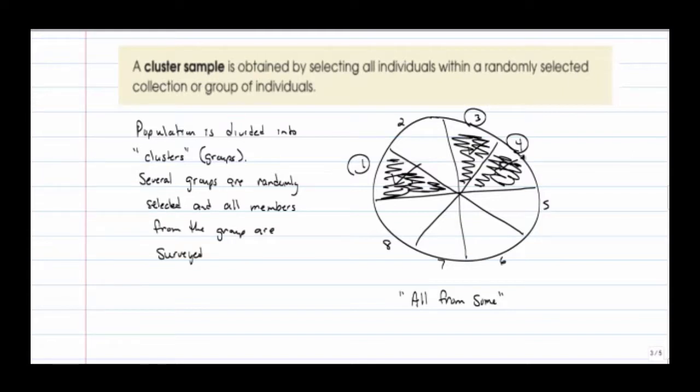Okay, so in this situation, all are surveyed from some of the groups. All members of the group are surveyed, but only some of the groups are surveyed. Whereas in stratified sampling, some members from all of the groups are surveyed. Okay.